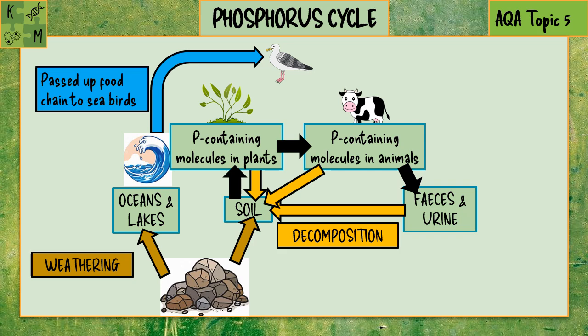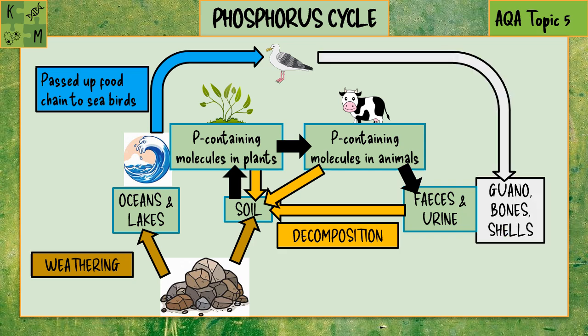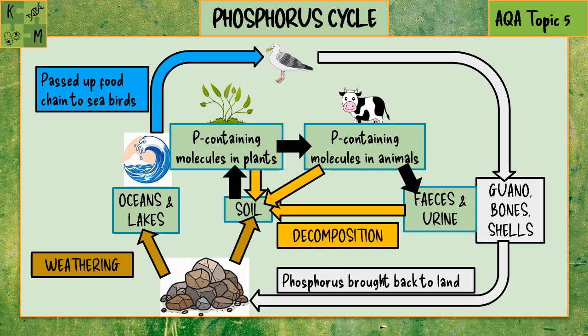Seabirds then return to land and would deposit guano. So guano is seabird excrement that contains a high proportion of phosphate ions. This can then be decomposed, returning the phosphate to the soil. We also have bones and shells which may be sedimented and brought back to land as rock.